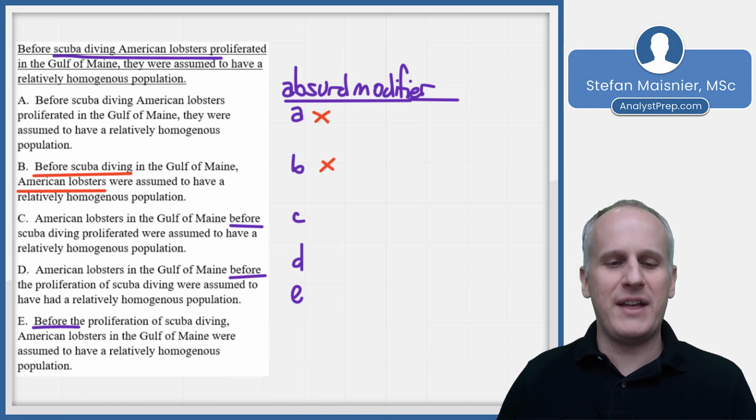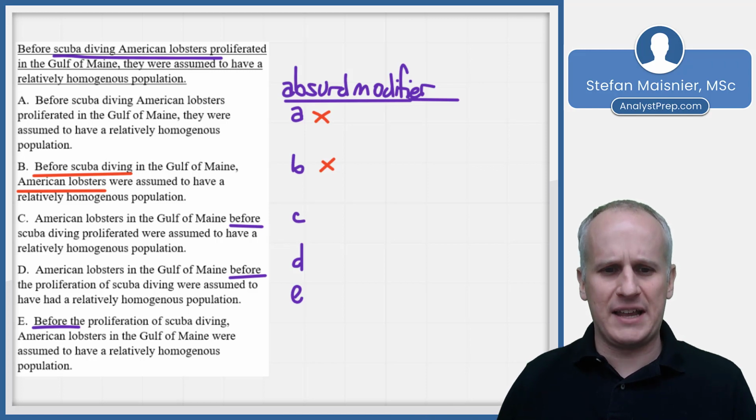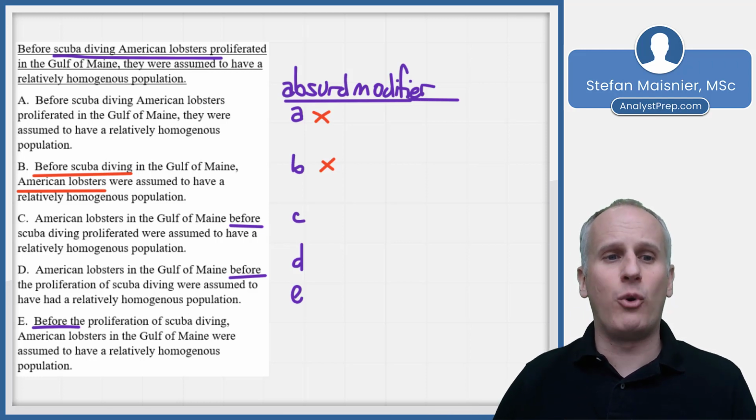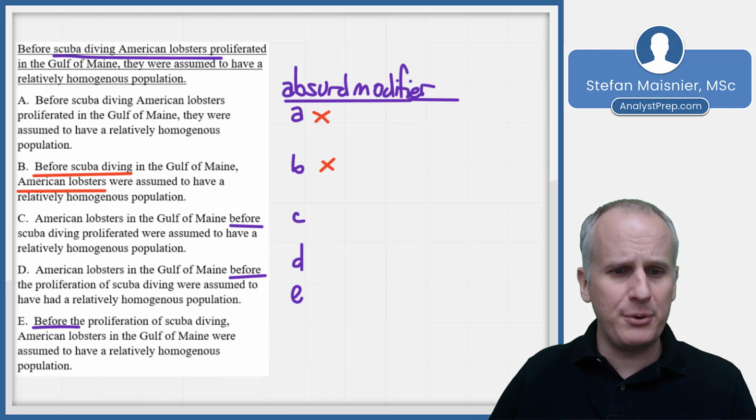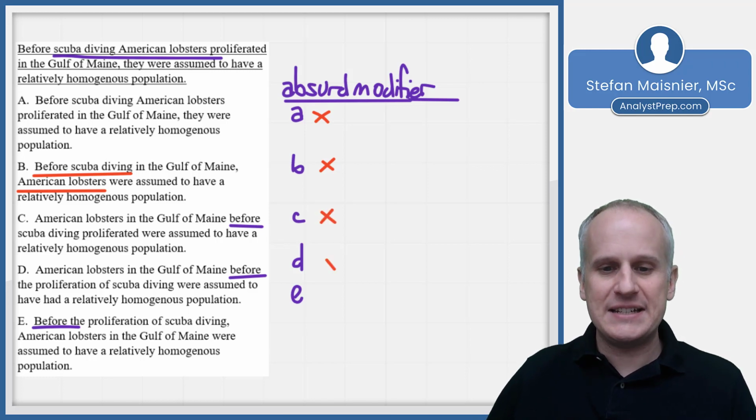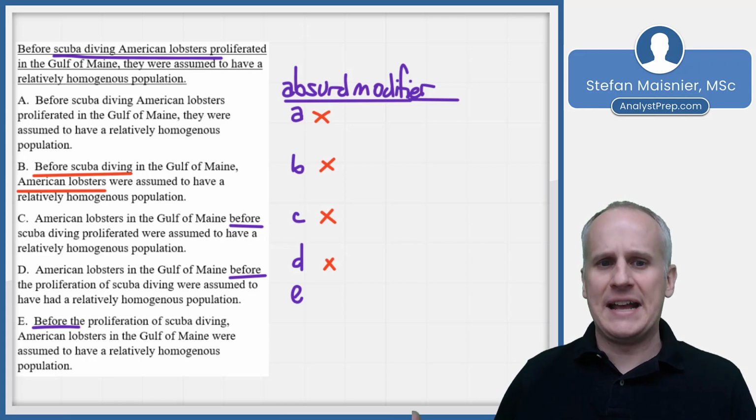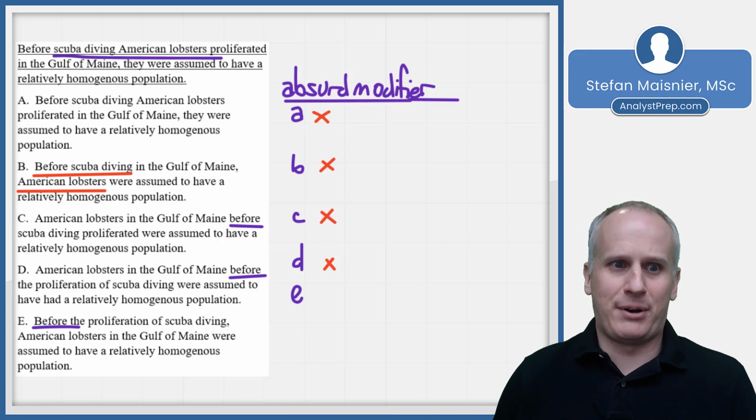And so if we move that "before" to after the lobsters are introduced, now it makes it seem like the activity of scuba diving is describing the lobsters still, although kind of strangely. So we're not trying to say that American lobsters before scuba diving were different than American lobsters after scuba diving. It's that the proliferation of scuba diving itself allowed for a change in the assumption. So both choices C and D still have absurd modifiers. They're just a little bit more subtle than the original one that had American lobsters that were participating in some interesting diving activities.